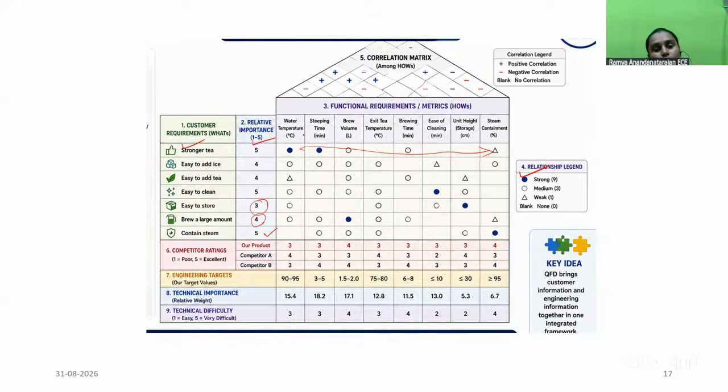Then we form the columns, that is we convert this what into how. So how are we going to measure the metrics? So that is step 3. After that we fill the relationship legend, that is we classify into 4 categories: strong, medium, weak, and blank category. So like this we have to fill the functional requirements and form the relationship legend.